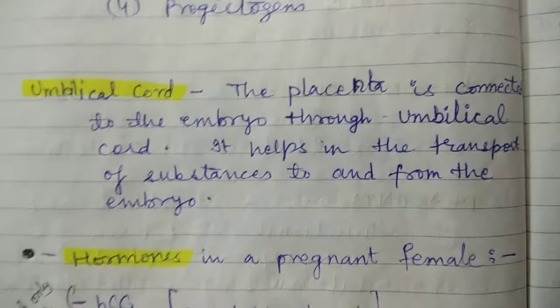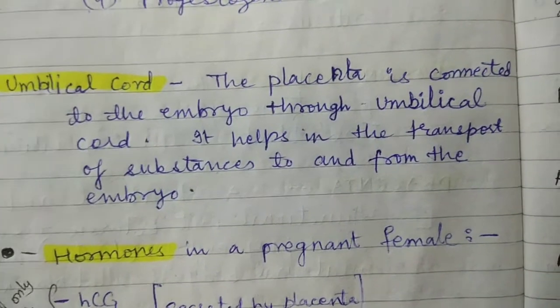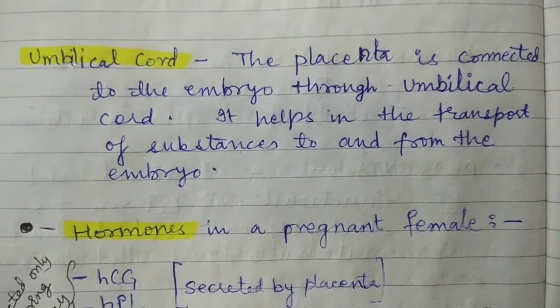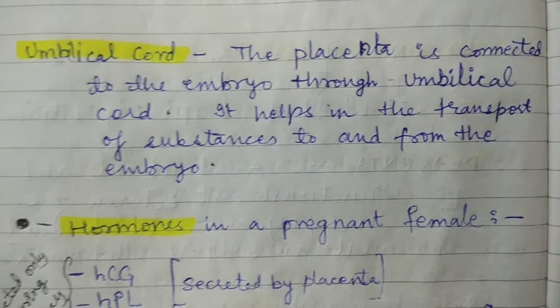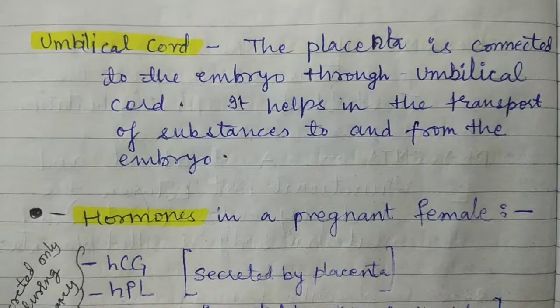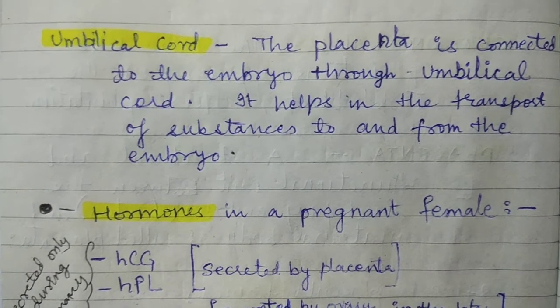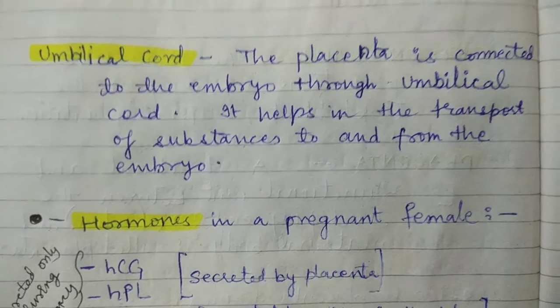Now, umbilical cord. As the embryo grows, it develops a tube-like structure between the placenta and the embryo. That is known as the umbilical cord. The placenta is connected to the embryo through the umbilical cord. It helps in the transport of substances to and from the embryo. Nutrients go towards the embryo, and waste materials are taken away from the embryo.